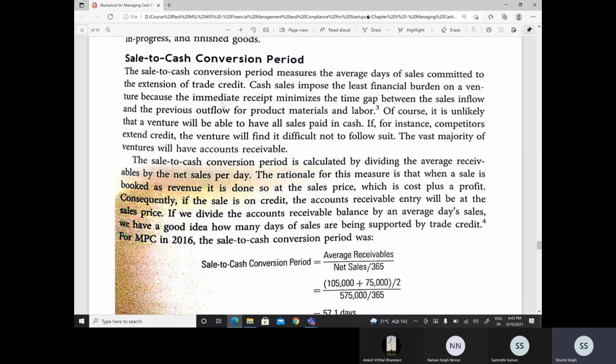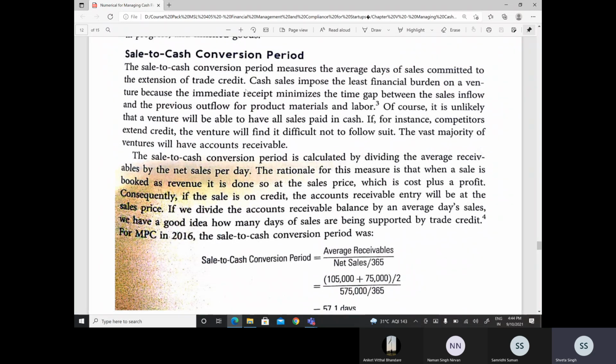Okay. So the sale to cash conversion period measures the average days of sales committed to the extension of trade credit, or your debtors or your receivables. Cash sales impose the least financial burden on a venture because the immediate receipt minimizes the time gap between the sales inflow and the previous outflow from product, materials, and labor. Of course, it is unlikely that a venture will be able to have all sales paid in cash. If, for instance, competitors extend credit, the venture will find it difficult not to follow suit. The vast majority of ventures will have accounts receivables.